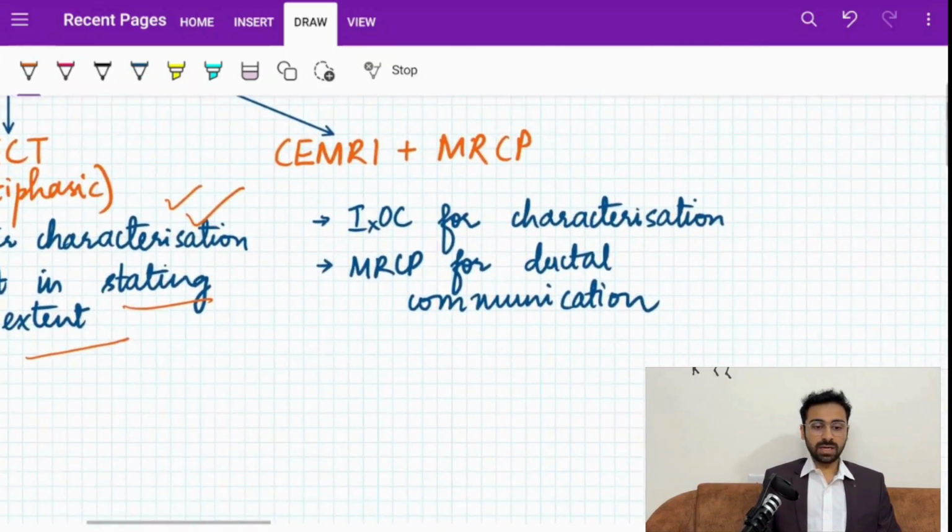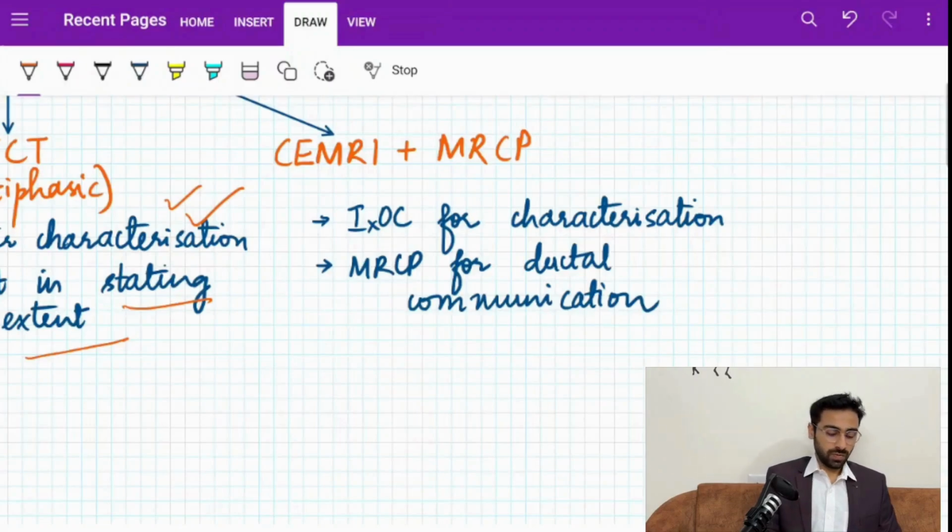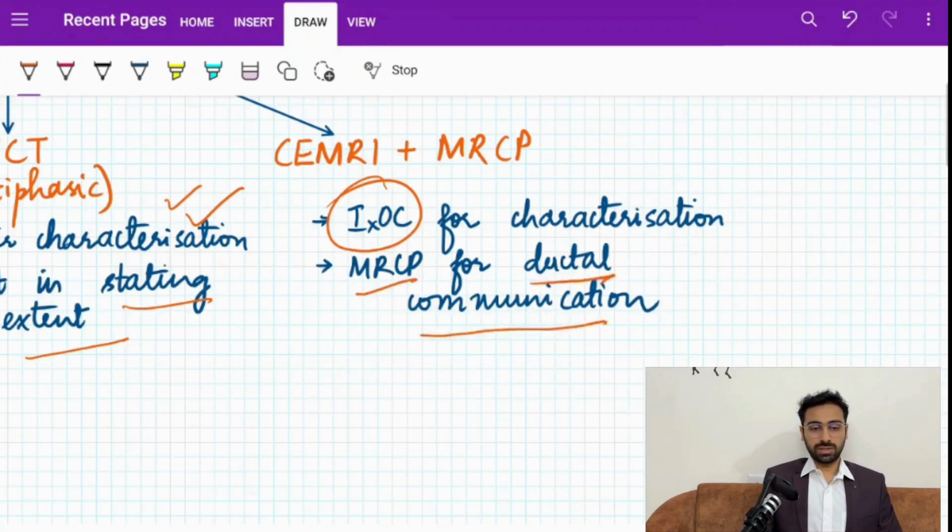Next, coming to CEMR with MRCP, this is the investigation of choice for the characterization of the lesion. Also, it helps us to tell a very important factor in cystic pancreatic lesions, that the MRCP helps us to identify ductal communication of the lesion.